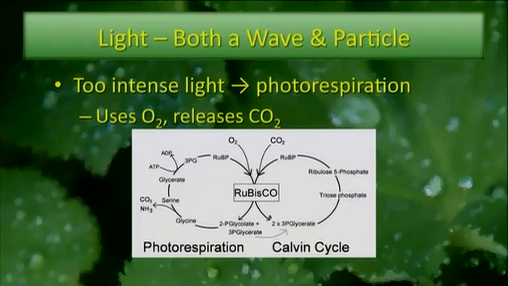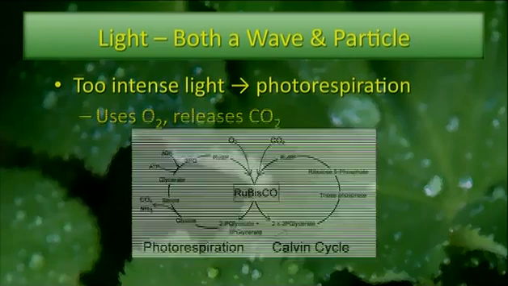Here's the Calvin cycle, which is part of photosynthesis, where carbon dioxide is taken in, and eventually that leads to the production of sugars. But in photorespiration, oxygen gas is used and carbon dioxide is released. So it's a wasteful sort of product. It actually uses up ATP too. You can see that ATP, adenosine triphosphate, is going to ADP, adenosine diphosphate, a loss of a phosphate group.